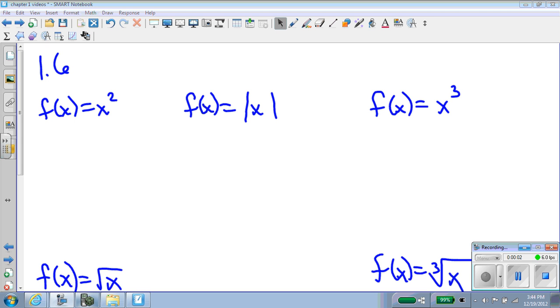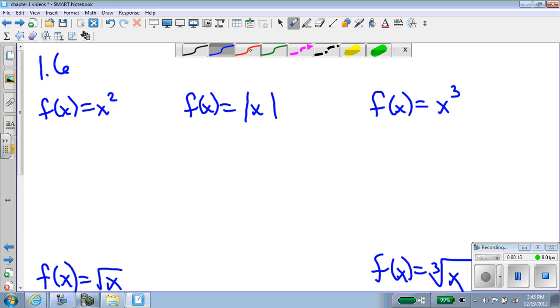Remember your basic graphs? Well, we're back to basic graphs, only now we're going to transform them. So pause your video, draw these basic graphs, and then come back to me. I'm going to draw them as quickly as possible.